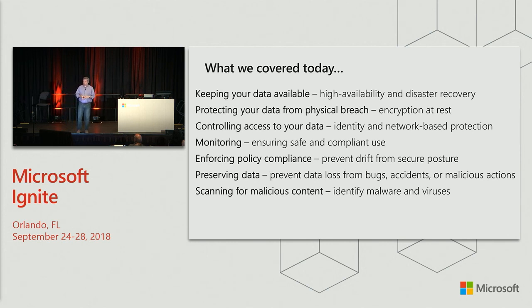We talked about how to protect your data from physical breach using encryption at rest and some of the new additional controls we're adding there to give you more granular control of different encryption scopes. We talked about how we use identity-based and network-based access control to make sure that only those who should have access to your data do have access to your data, and how we make that much simpler using Azure Identity, Azure Active Directory identities, and also managed identities for Azure resources. We looked at monitoring, how you use all this telemetry and the data that's available to make sure you're using your system in a safe and compliant way.